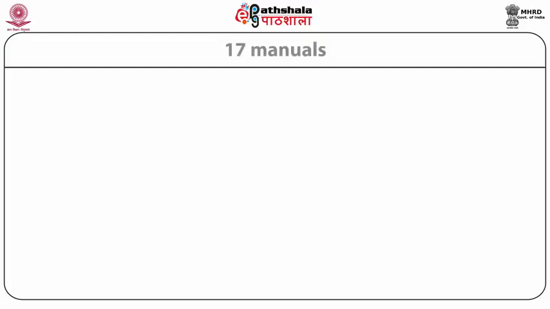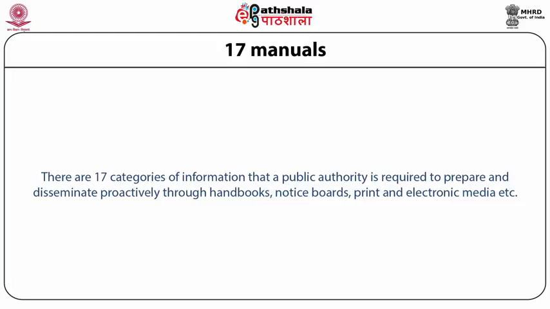Manuals. In the RTI Act, there are 17 categories of information that a public authority is required to prepare and disseminate proactively through handbooks, notice boards, print, and electronic media. If the organization is able to disclose all such information falling under the 17 categories, it will amount to voluntary disclosure of information and will be in the right spirit of the right to information.